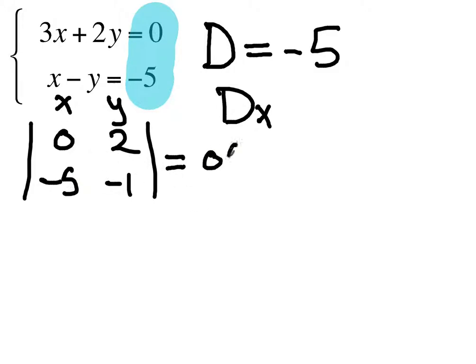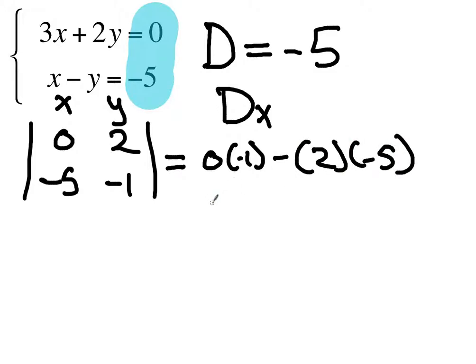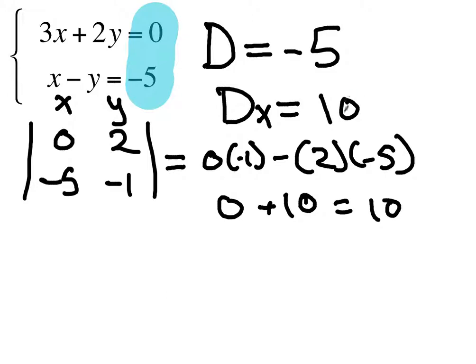0 times negative 1 is 0, minus 2 times negative 5. That's 0 minus negative 10, or plus 10, which is equal to 10. So dx is equal to 10. And then you can find dy in a similar way.